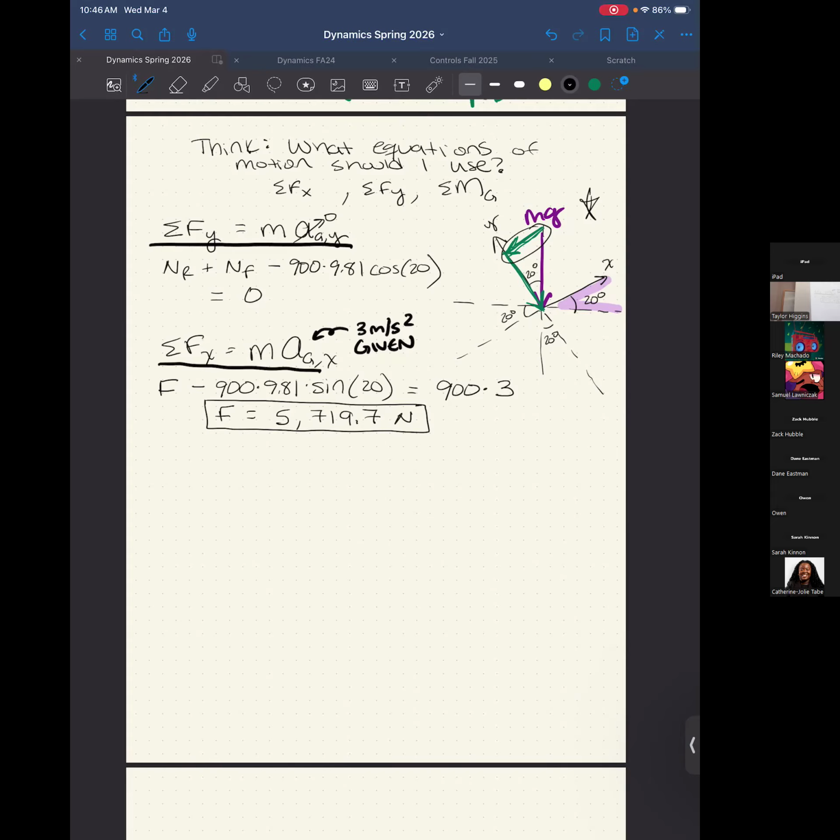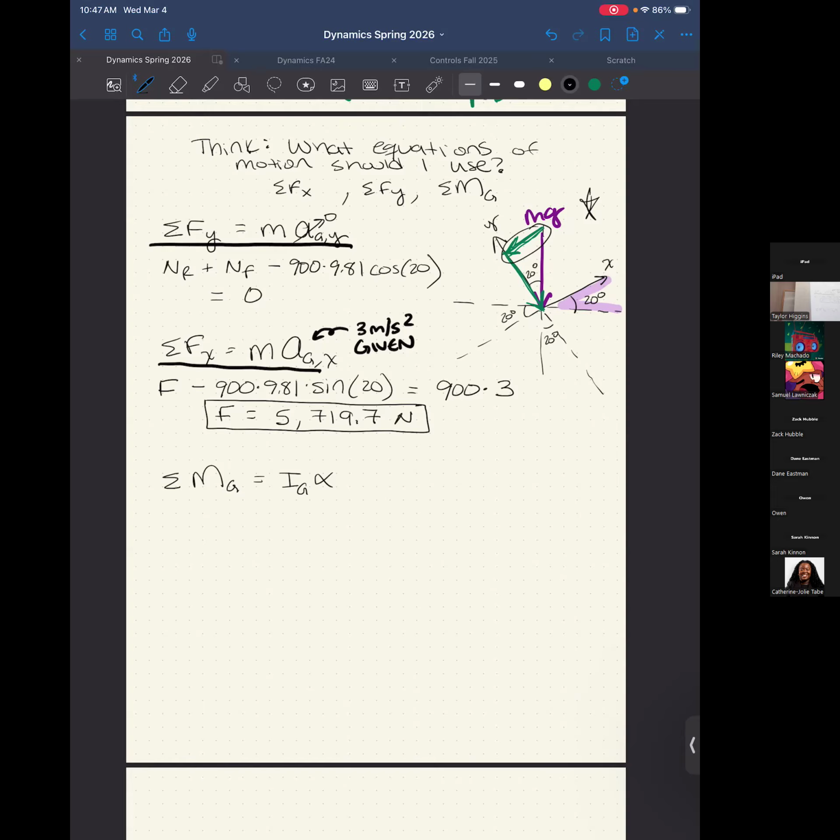Moments. Sum of moments about point G equals I_G alpha. Tell me about alpha. It's 0. Why? Because it's not rotating. It has two points resting on a flat plane, so it's not rotating, unless you start doing a wheelie.